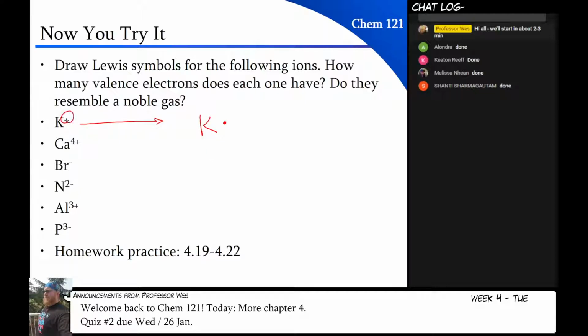Now I'm going to make it positive, which means that I'm going to remove 1 electron. Now that I have done that, does it resemble a noble gas? Is there an octet? So for potassium, the answer is yes, there is an octet, because 0 counts as an octet.